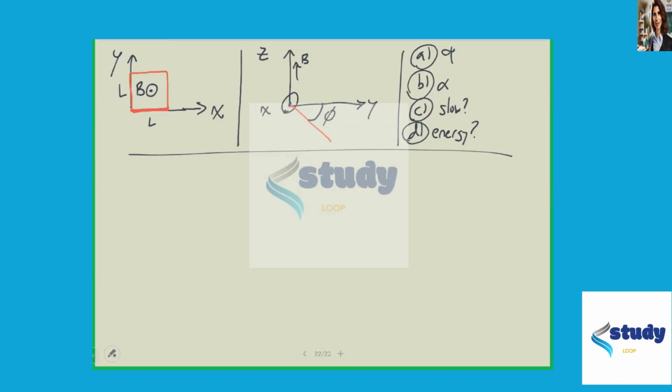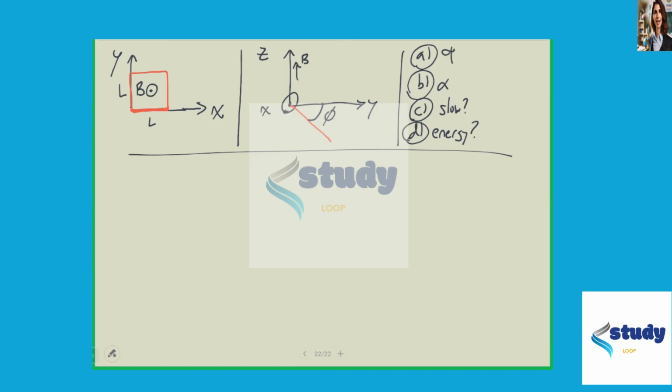So in this problem, we have a square. That's this red shape right here, and it's lying in the XY plane. It has length L, and there's a magnetic field right there that is coming out at us, in other words, along the Z axis. And over here, I've drawn the same picture, but from the side. So the X axis now is coming out at us, and the Z axis is going up, so we see the magnetic field going up, and the square has rotated by some angle phi.